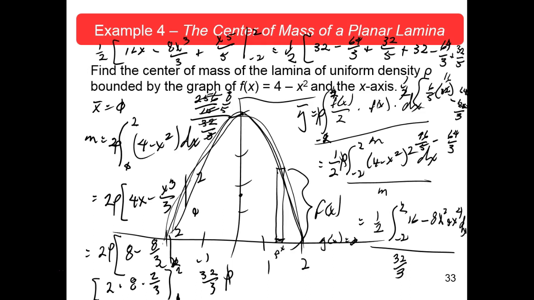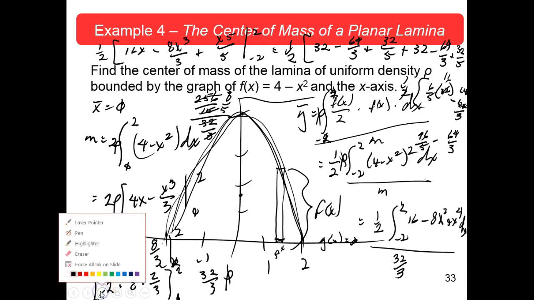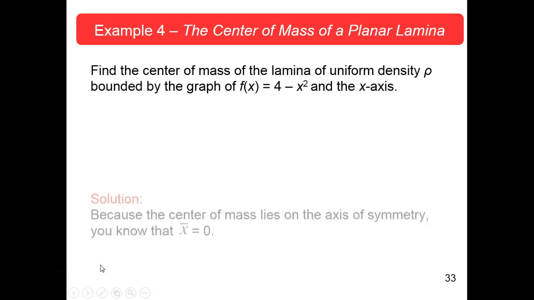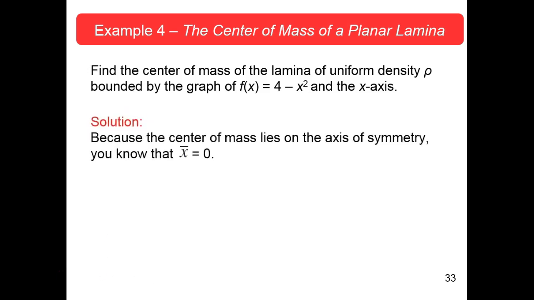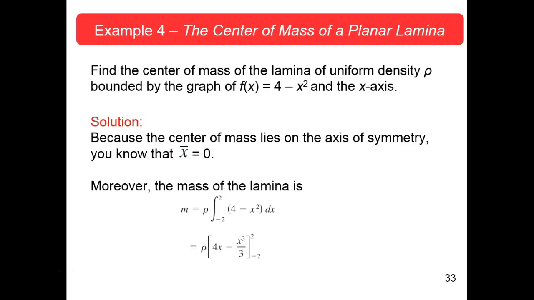Now, okay, let's watch how they did it and see if we can pick up any clues and make things a little bit easier on ourselves. They start with, because you know the center of mass lies on the axis of symmetry, x bar equals 0, and it is. Moreover, the mass of the lamina is rho times this, and they could have saved some effort there by going twice 0 to 2. Excuse me, but they do it, and you get 32/3 rho. I believe that's what we got to, wasn't it? I already erased it, but I think that's right.